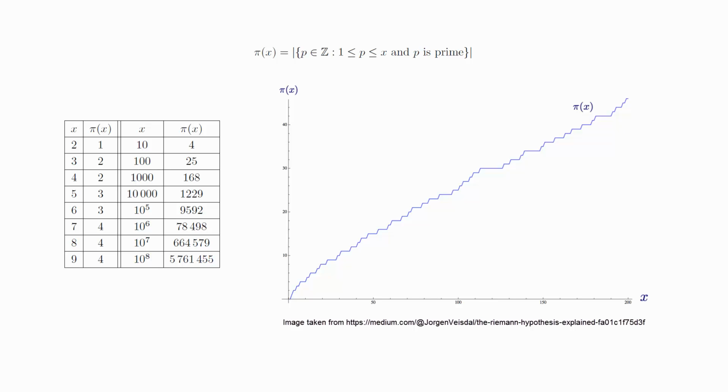The proofs of this claim are beyond the scope of this course, so we won't go into any of those details. Instead, we're going to prove some simpler properties of pi of x in order to get a little bit of the flavor of the types of analyses that need to be done to derive information about it.